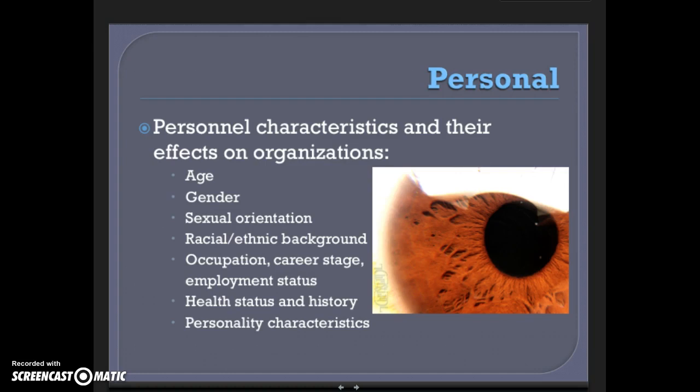Where are they in their career stage? What's their employment status? Are they getting ready to retire? Are they just coming in? To look at their health status and history. So specifically not only their own health status and history, but who are they taking care of in their extended family? Finally, personality characteristics. So I'm going to talk you through some different ways that Bowman and Deal don't cover in their book to look through a personal lens.